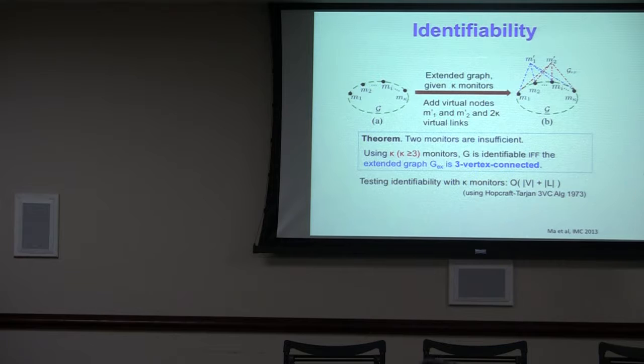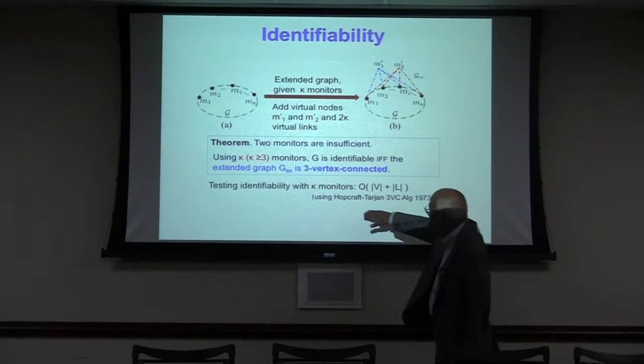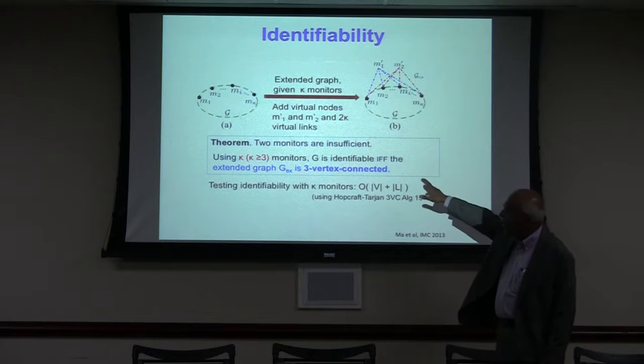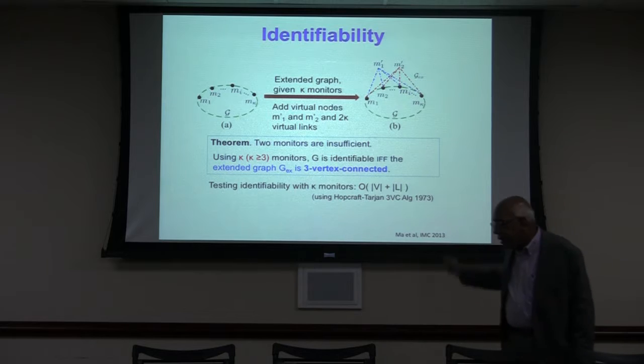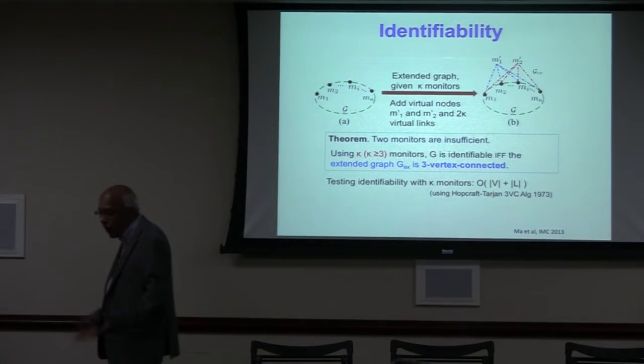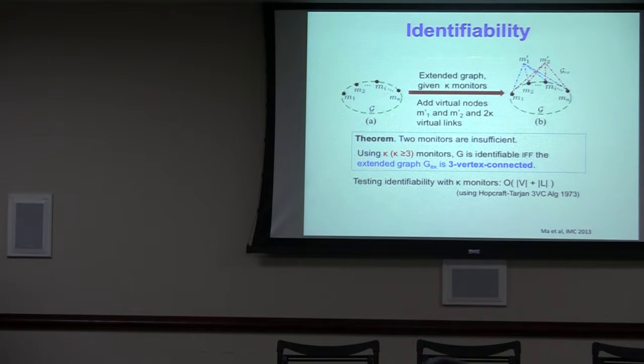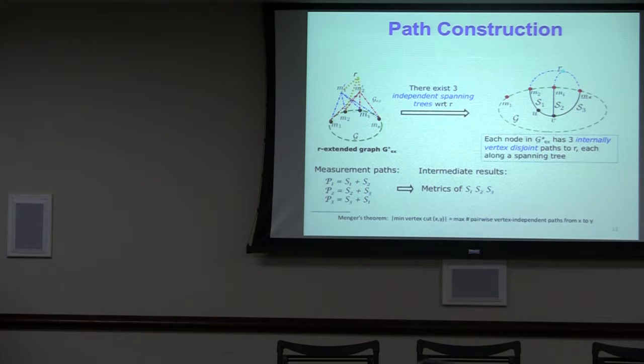Why do you need 3 connectivity? You can see the reason in the next slide. You can show that if this GX is not 3 vertex connected, then it cannot identify all the links. So you have a necessary and sufficient condition. And of course, you have the old result of Hopcroft on testing 3 connectivity. It's linear in the number of links. We know also the number of nodes, but that's of less interest. So given a placement of monitors, we can quickly figure out whether or not it's sufficient.